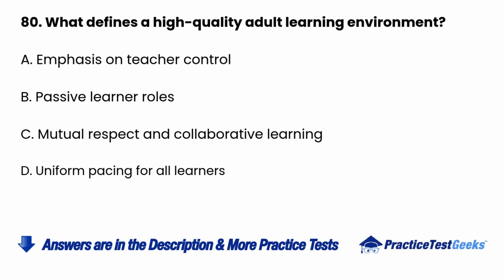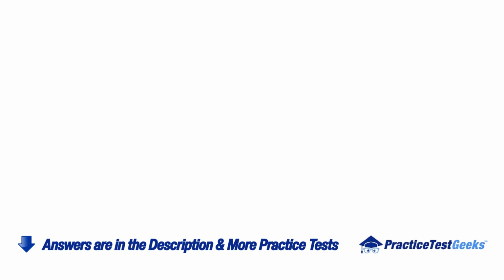80. What defines a high-quality adult learning environment? A. Emphasis on teacher control. B. Passive learner roles. C. Mutual respect and collaborative learning. D. Uniform pacing for all learners.